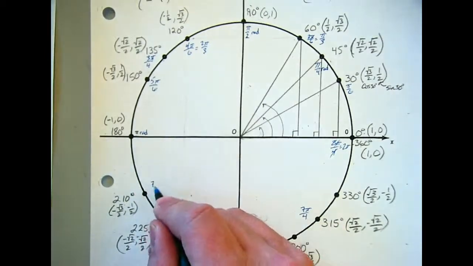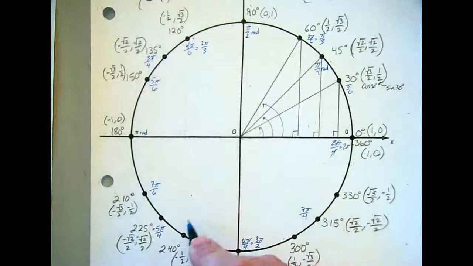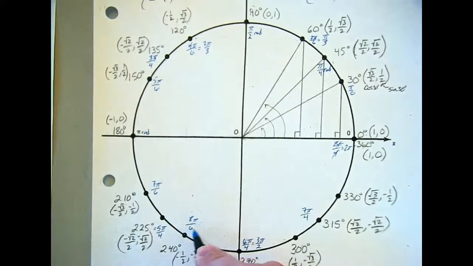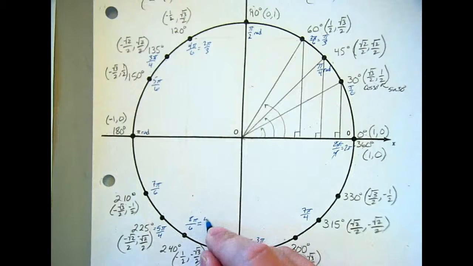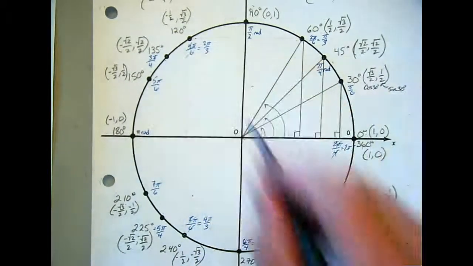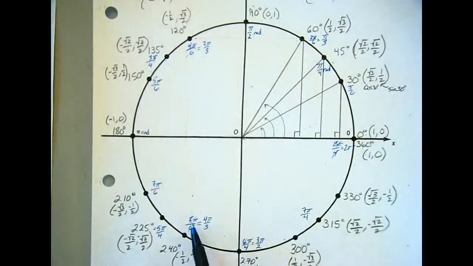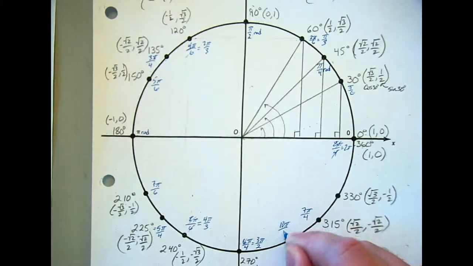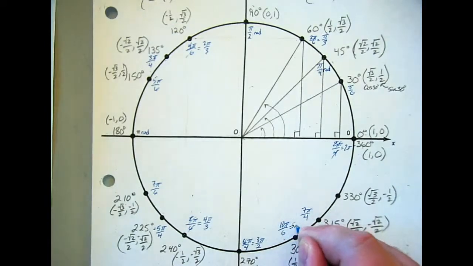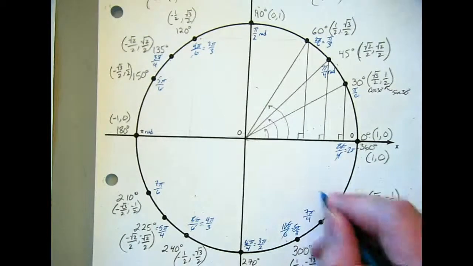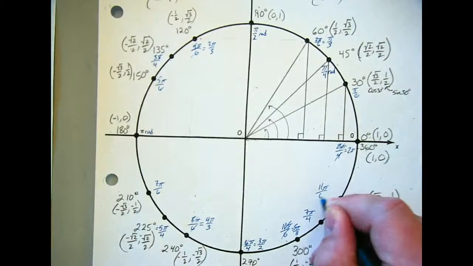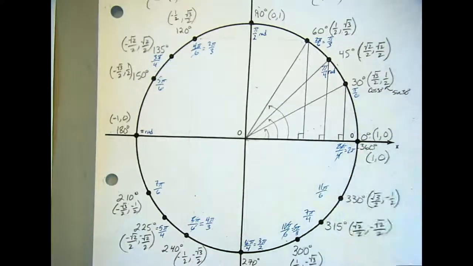7 pi over 6. 8 pi over 6, is that reduced to 4 pi over 3? Okay. 9 pi over 6, which is 3 pi over 2. 10 pi over 6, or 5 pi over 3. And 11 pi over 6. And then 12 pi over 6, which is 2 pi.